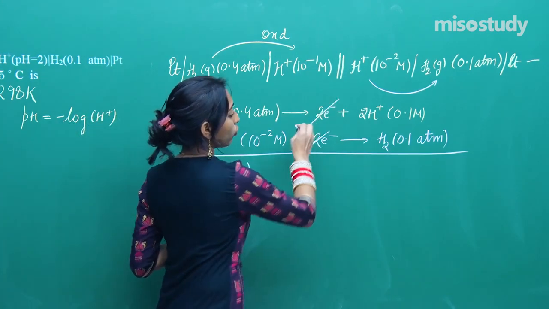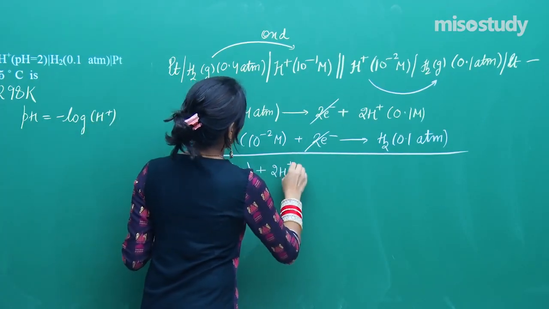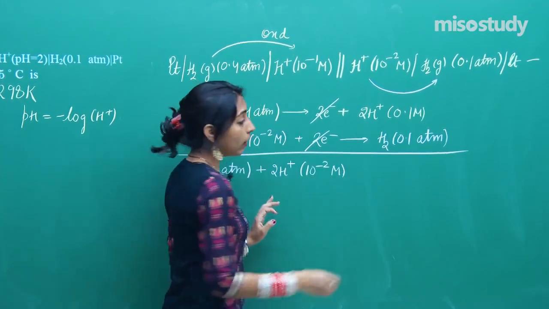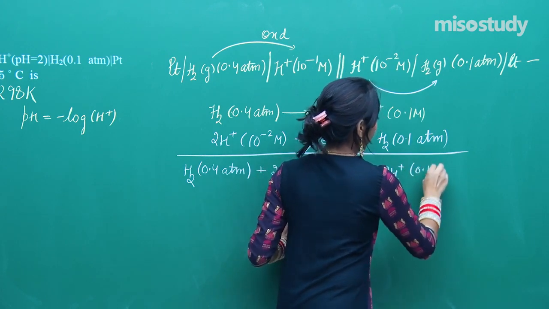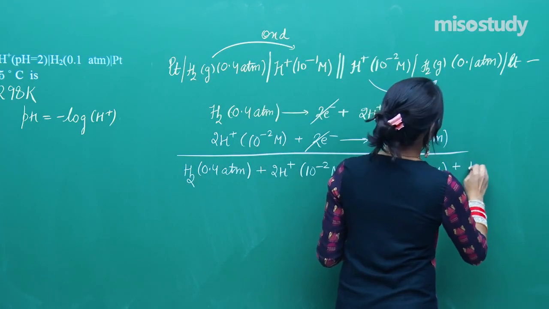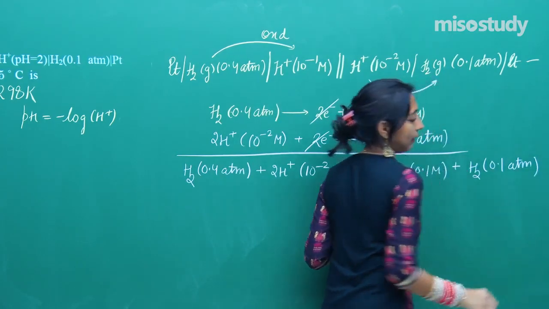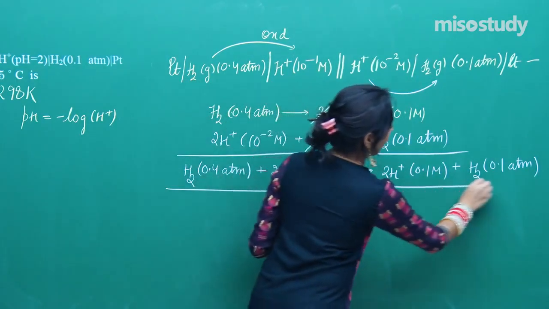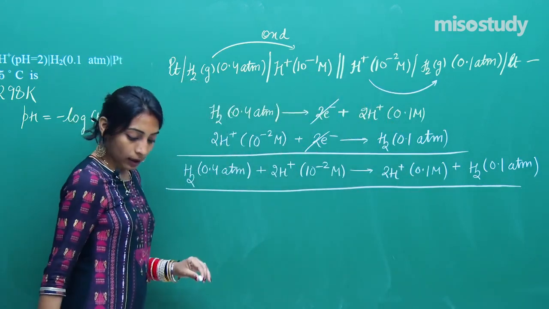See, 2 electrons and 2 electrons will get cancelled, plus 2H plus, which is 10 raised to the power minus 2 molar, will be giving us 2H plus, which is 0.1 molar, plus hydrogen, which is 0.1 atm. So this is my final cell reaction that is given to me. Now I need to use the Nernst equation.